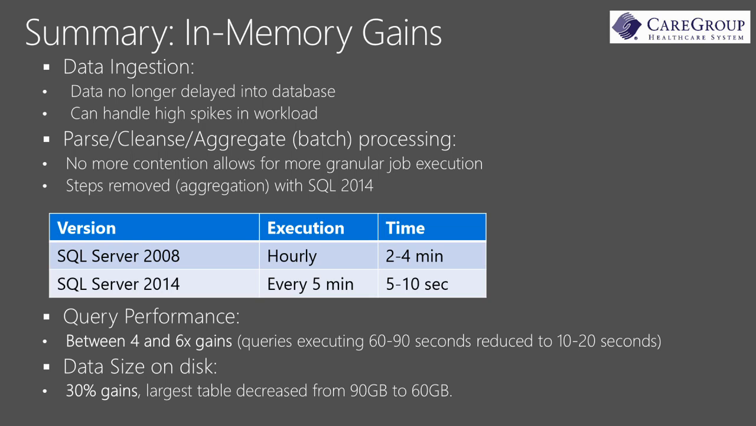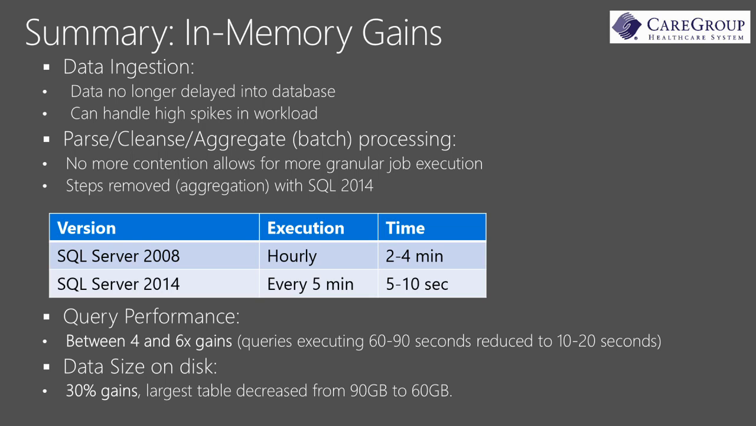contention in terms of their job execution, and they were able to reduce the run time. They used to have to run each job on an hourly basis. They were able to reduce that to every 5 minutes. And they were ultimately able to remove the entire aggregation component because the columnstore index was able to get them that data much quicker without having to do any type of pre-aggregation.